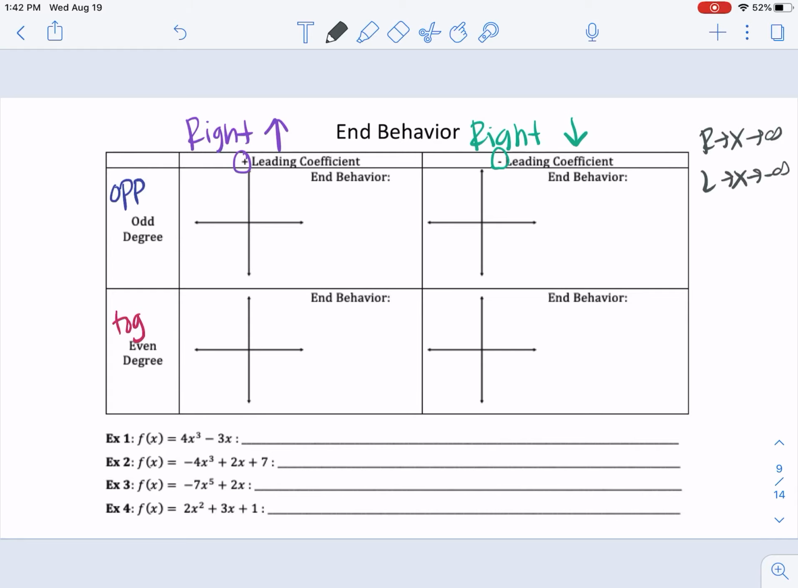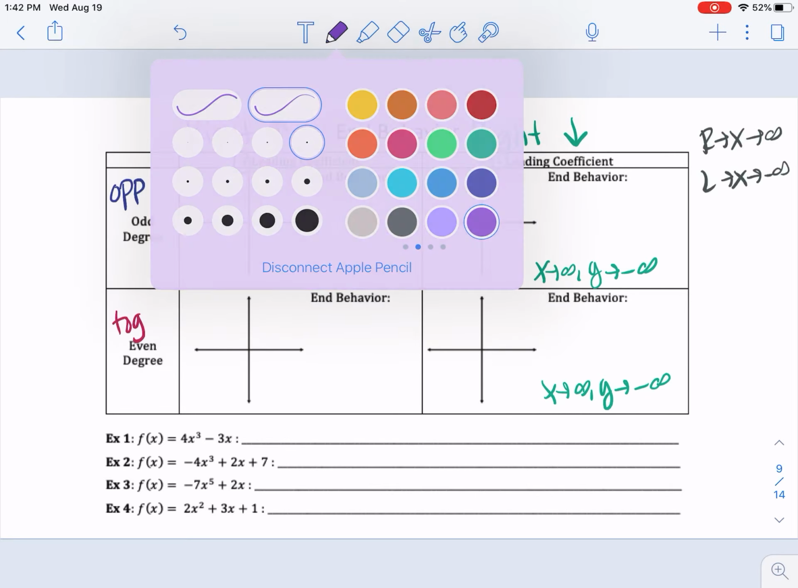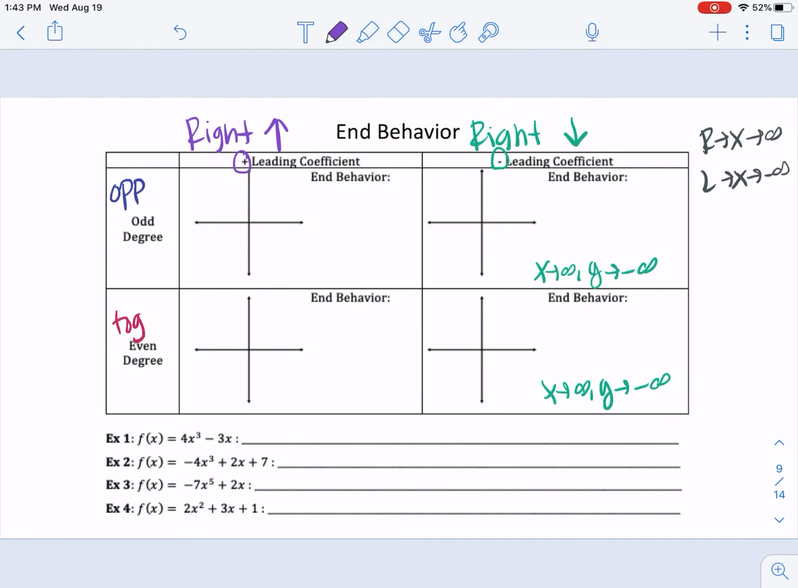So just remember that's really the notation that we're talking about here. Because these both have a negative leading coefficient, I can go ahead and say, okay, as x goes to infinity, y goes to negative infinity. As x goes to infinity, y goes to negative infinity. That's just because I know they have a negative leading coefficient, so the right-hand side has to go down. Over here, I can do a similar thing because it has a positive leading coefficient. I know the right-hand side has to go up.